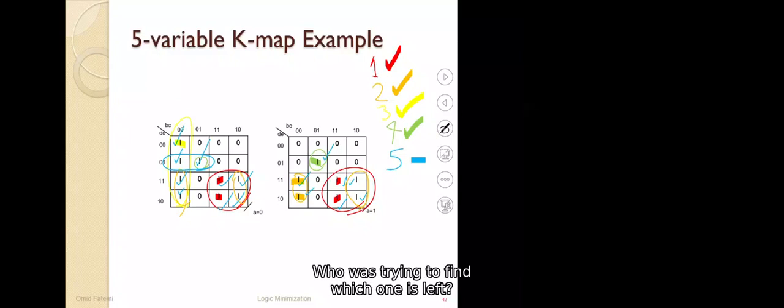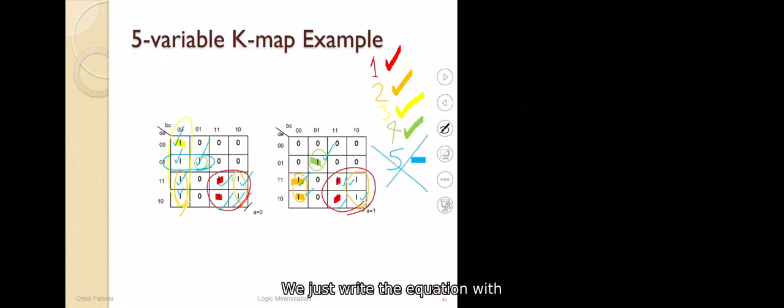Who was trying to find which one is left? Look if there is any one left. No, it seems that they have a tick. They have marked. So that's it. We don't need this one. We just write the equation with these 4 essential prime implicants. Make sense? Following?